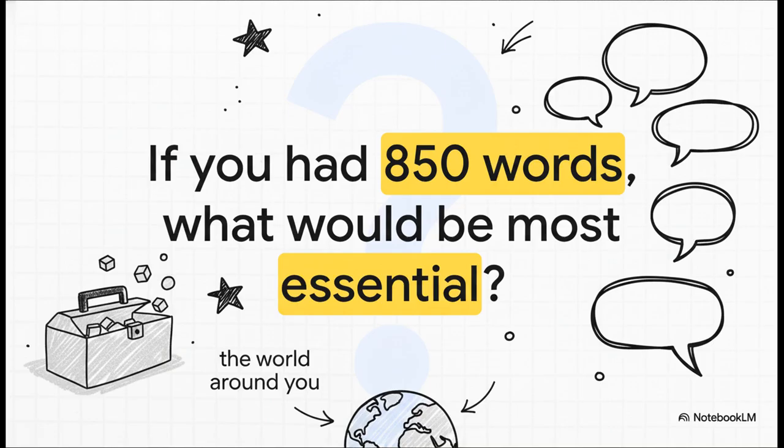So, let's leave you with this to think about. If you had to build your own toolkit, just 850 words to describe your entire world, your feelings, everything you see around you, all your ideas, which words would you pick? What do you think is truly essential?